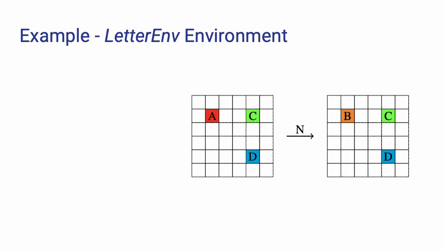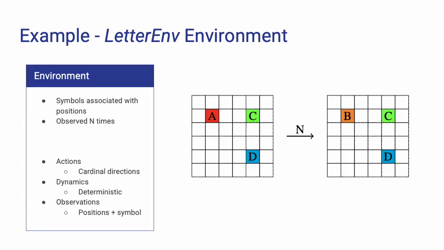As a running example, we'll consider a task specification in the letter N environment. This environment is a simple grid world in which symbols are associated with positions. A symbol can either be observed a given number of times before being replaced by another symbol, or infinitely often. The agent is able to move in any of the four cardinal directions, and the dynamics are deterministic. At each point in time, an agent is able to observe its current position, as well as any associated symbols.